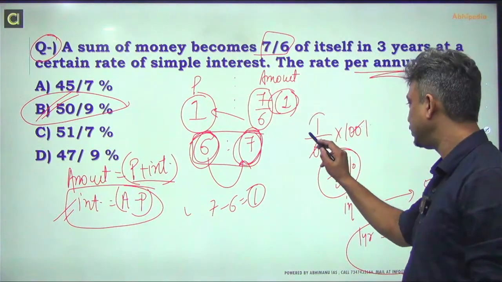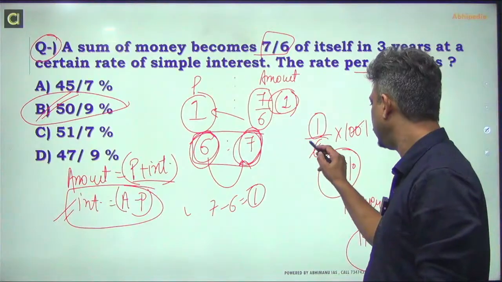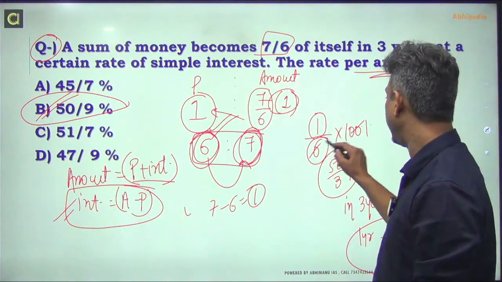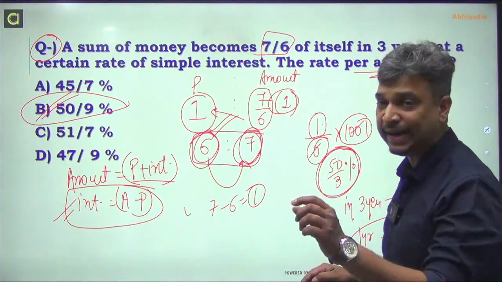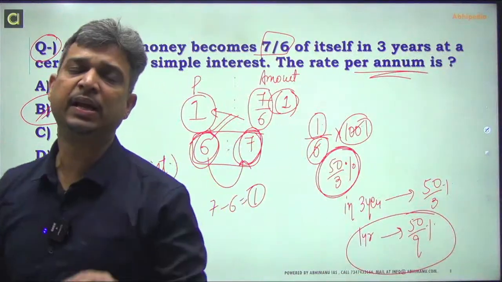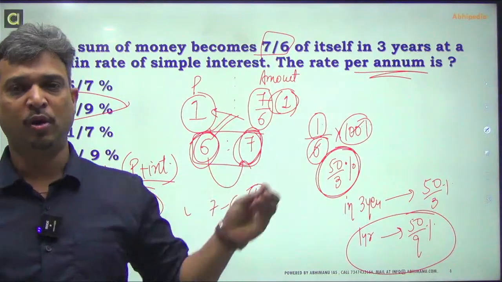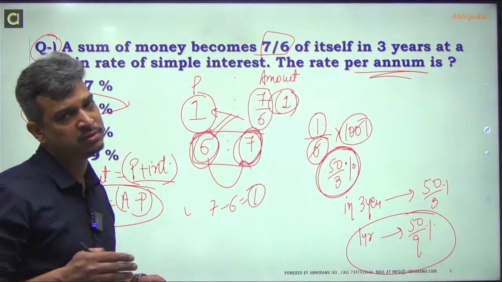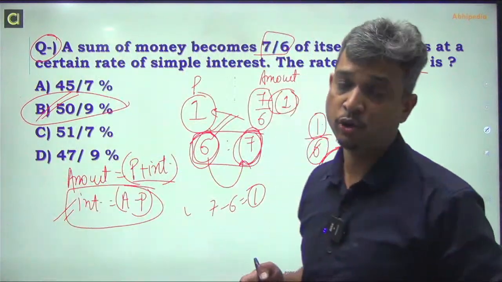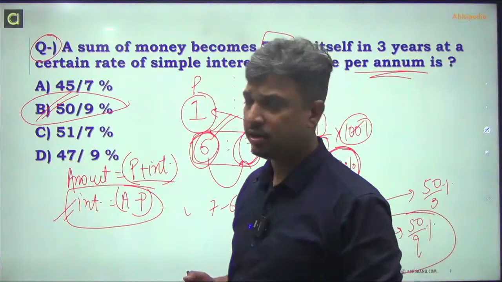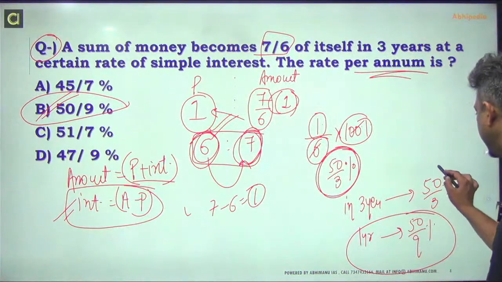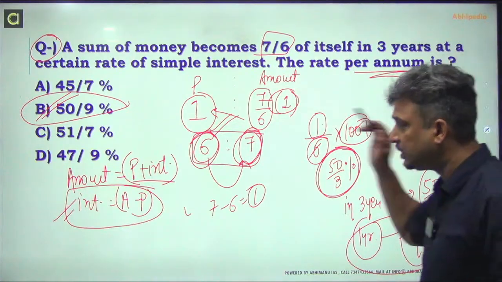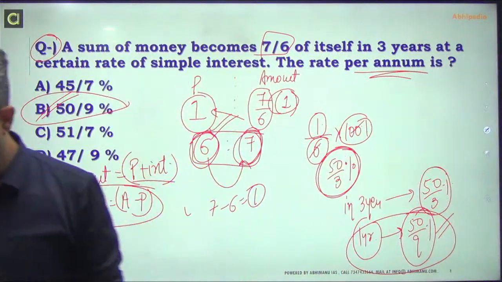So we are getting interest of 1 rupee on 6 rupees, because 6 is my principal in this case. So 1 by 6 into 100 is 50 by 3. And we are getting total interest of 50 by 3 in 3 years because we are solving a question of simple interest. If it was a question of compound interest, the method would be different. So in 1 year, we are getting 50 by 9% of interest. That is option number B. Is that clear?